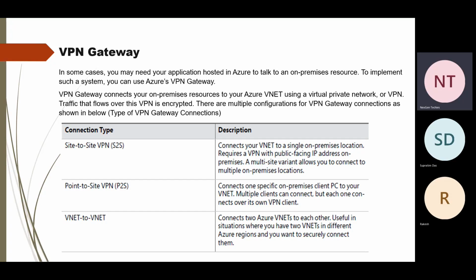Also, you can connect from your Azure virtual network to your on-premise network. Okay, that is also possible. So these are the different types of gateway available which connect you to your Azure network. Any questions here till now?